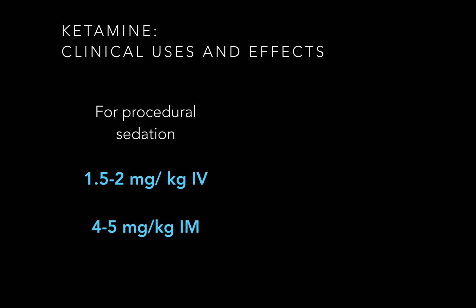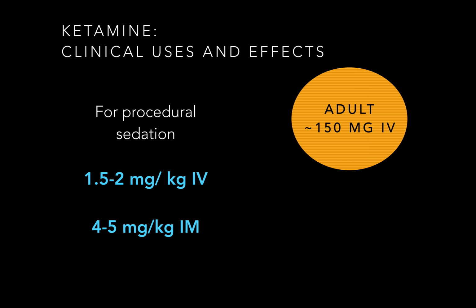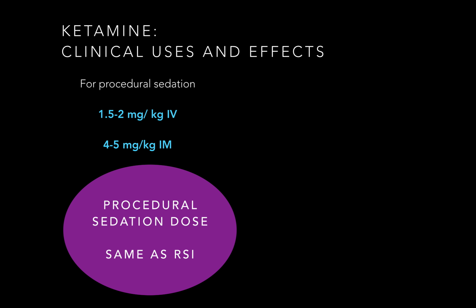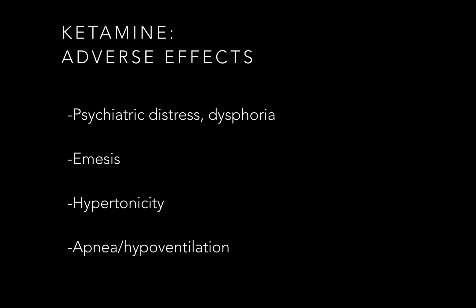So for procedural sedation, which is the topic of conversation today, the dosing really is 1.5 milligrams to 2 milligrams per kilogram IV, or 4 to 5 milligrams per kilogram IM. And this is to get the dissociation effect. So for adults, that's around 150 milligrams, and for children, depending on the size of the child, it's 20 to 50 milligrams IV and 40 to 100 milligrams IM. It is worth noting that with ketamine, unlike etomidate, which we'll talk about in a minute, the dose for procedural sedation is the same as RSI. Okay.